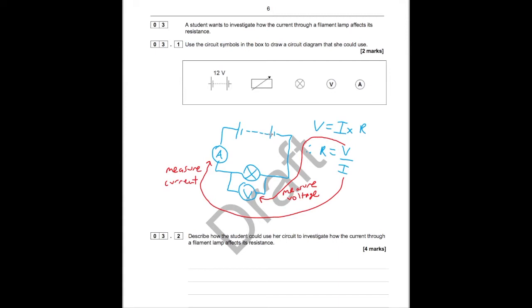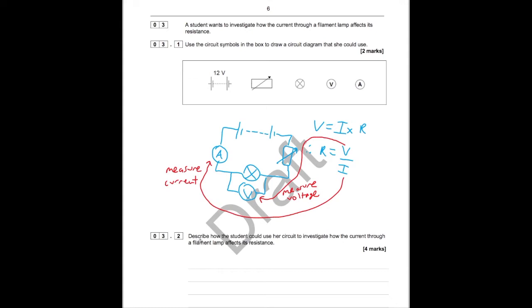now you could just adjust the voltage by using the power pack, or you could adjust the voltage and current by using a variable resistor. By changing the size of the variable resistor, you'll change the current and the voltage. So get 6 readings of current and voltage.